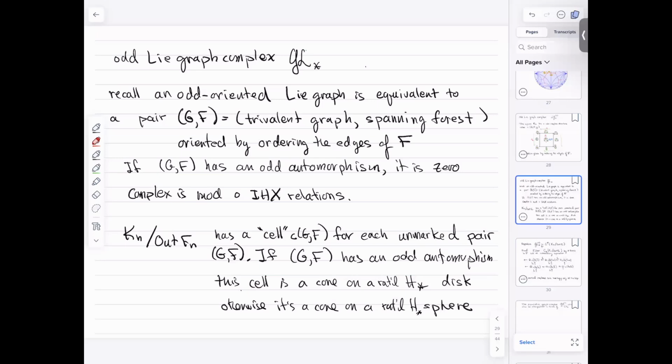So this almost looks like the cellular chain complex for the quotient space of the spine out of the fin. We have the same story about what are the generators of the quotient space. You've got a cell, which is a cone on a homology sphere or a disk. If you've got an odd automorphism, the cell is a cone on a homology disk, and you can ignore it. Otherwise, it's a cone on a rational homology sphere. That's exactly the same story we have for the commutative graph complex. But what's different here from the picture I just showed you is my graphs are all supposed to be trivalent.